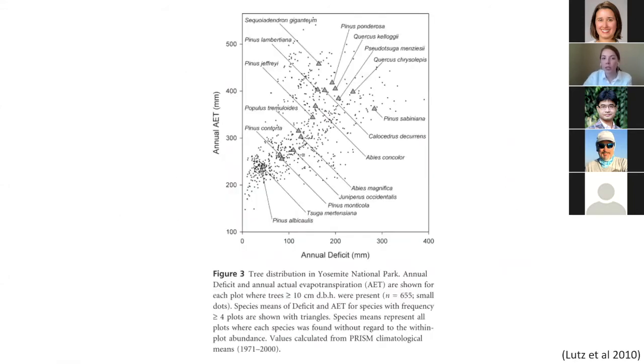Lutz et al. in 2010 showed this similar idea, same variables, so annual AET on the y-axis and then annual deficit on the x-axis, except at a landscape scale. And so they were looking in Yosemite National Park at individual tree species and how they were differentiated between these two climate-water balance variables.